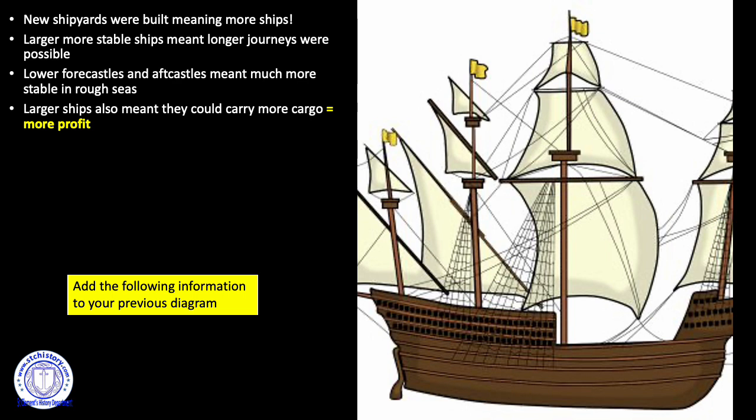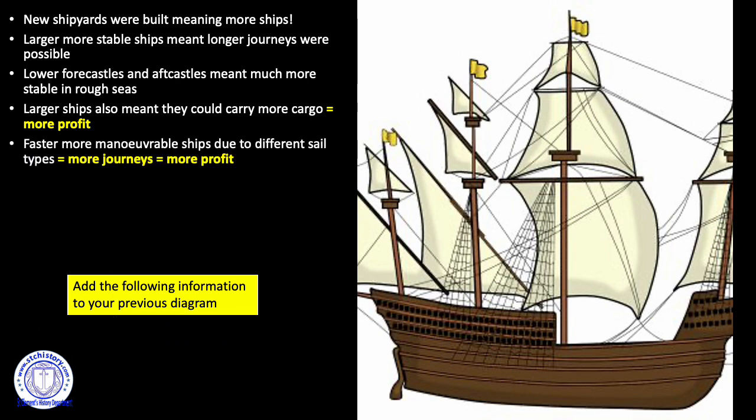Also, you get more cargo, be it Africans later on or just now, more sugar, more tobacco, more ginger, more herbs, more spices, whatever it might be. More cargo means more profit. Dead simple, really. And then obviously, if they're faster and more maneuverable because of the sail types, that triangular sail, we can again increase our profit because we are doing more journeys. We're getting there and back much quicker.